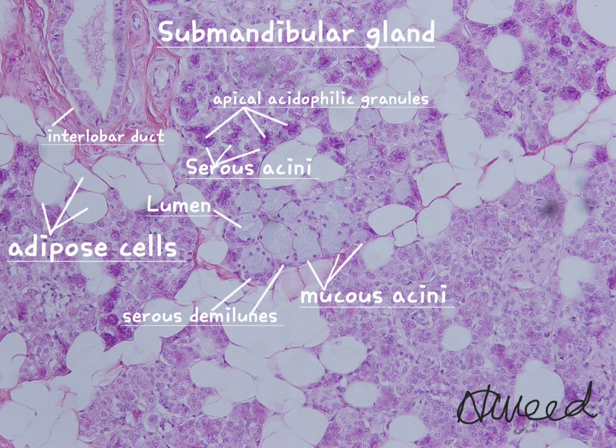Interlobar ducts are lined by pseudostratified columnar epithelium. The main duct is lined by stratified columnar epithelium that changes into stratified squamous non-keratinized epithelium near its opening.